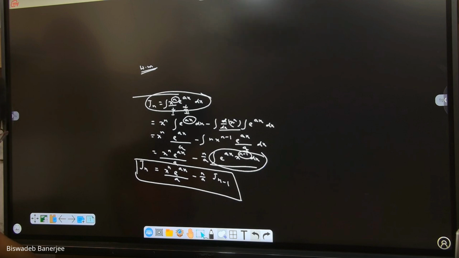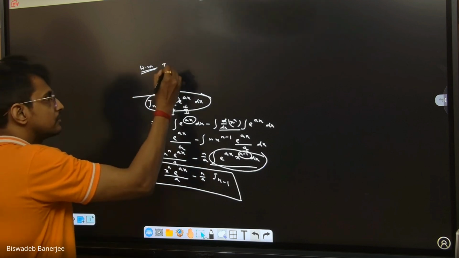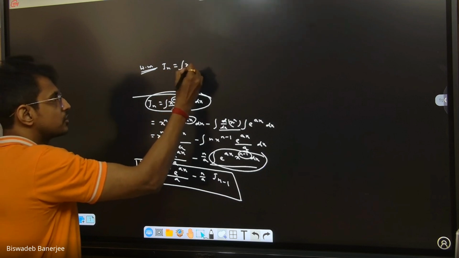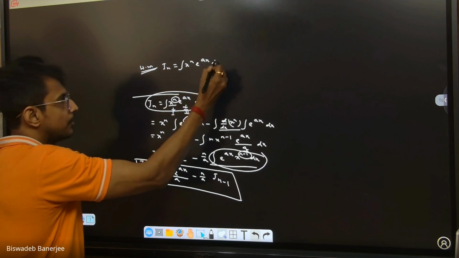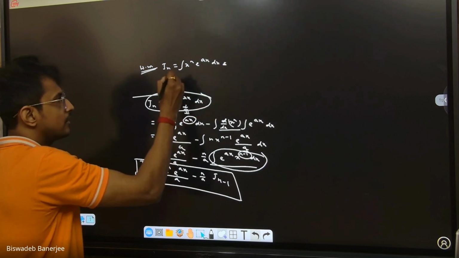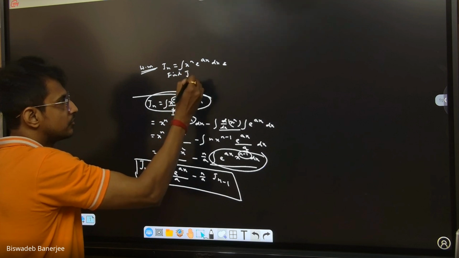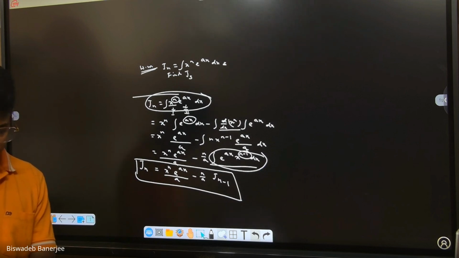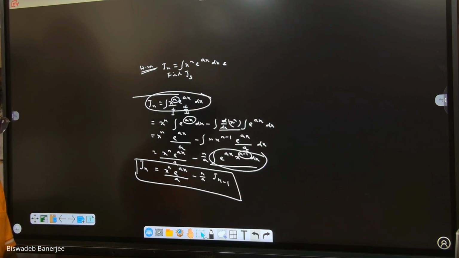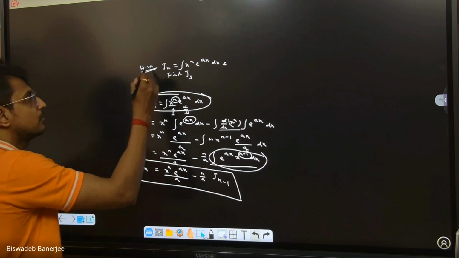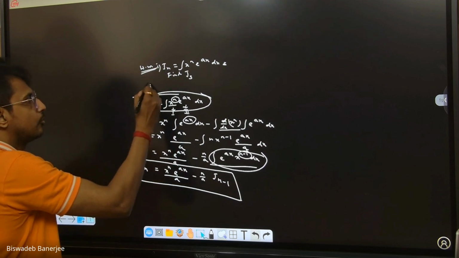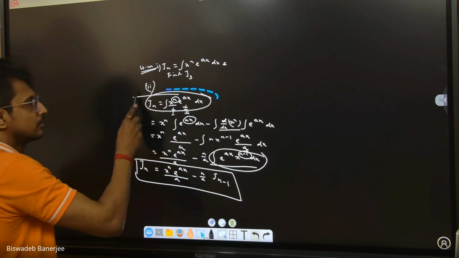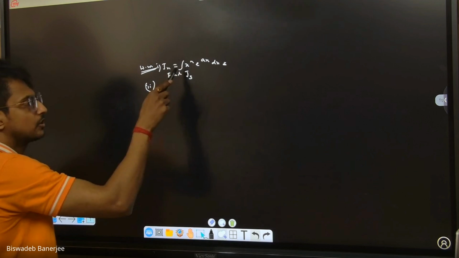My first homework is, if jn equal to integration x to the power n e to the power ax dx, find j3. Find j3 means n equal to 3. There is my first homework on this chapter, and there is another homework from this chapter. So just solve this homework also. My second homework is, if jn equal to this, find j3.